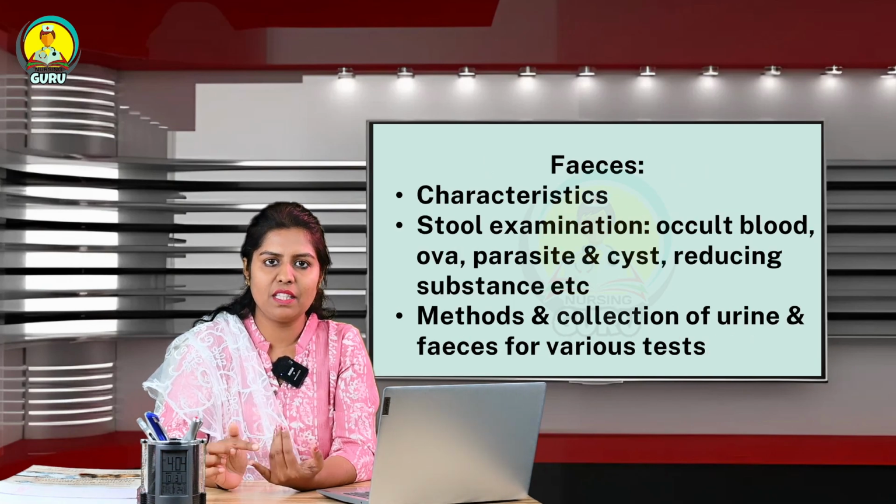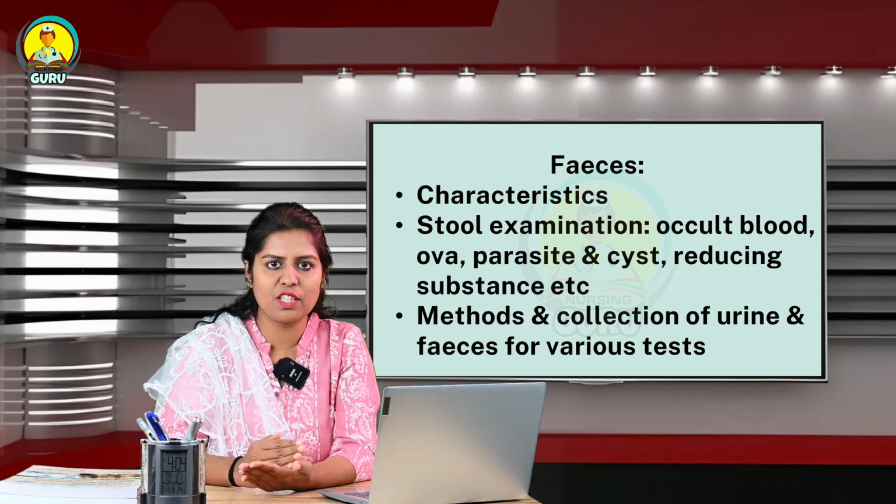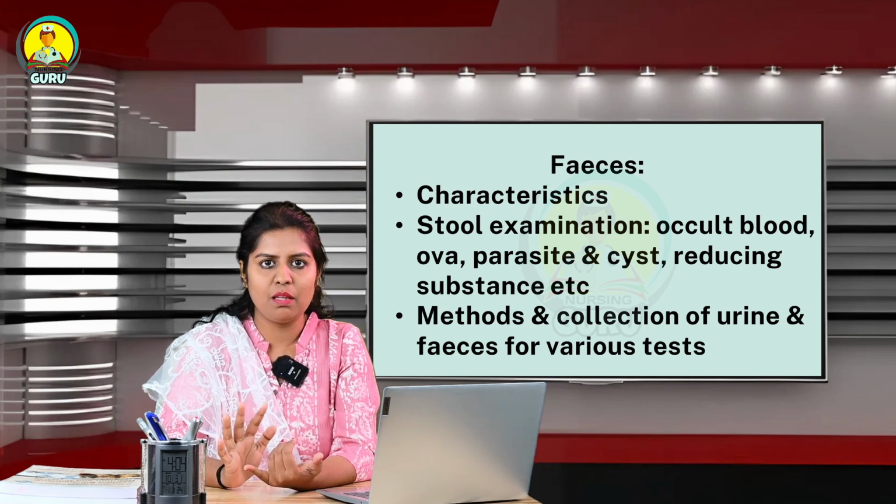Next, feces. Under this we will see the characteristics, stool examination, occult blood, ova, parasite and cyst, reducing substances, etc. Then how to collect it, the methods of collection, then collection of the urine and feces for various tests. So here urine test is very important. Every time they are asking this.